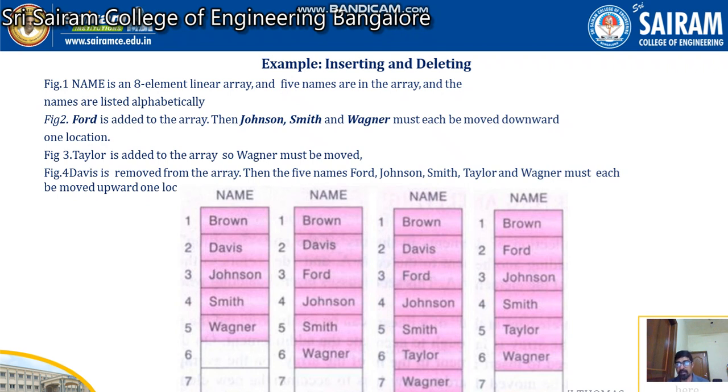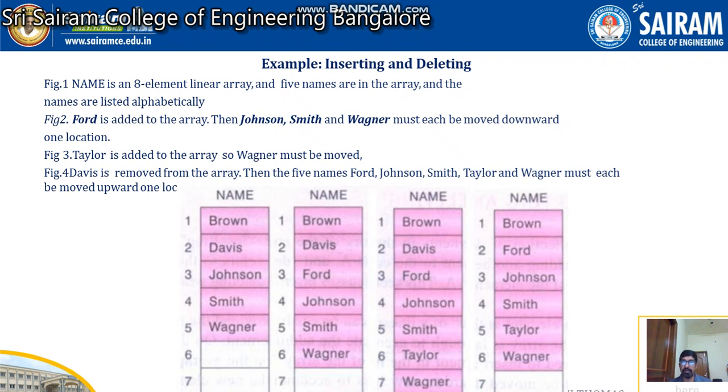Please look at the figures, which show an array of 8 elements. The array can store 8 things, but we have stored only 5 elements. Then how do insertion and deletion take place? So this is about insertion and deletion.